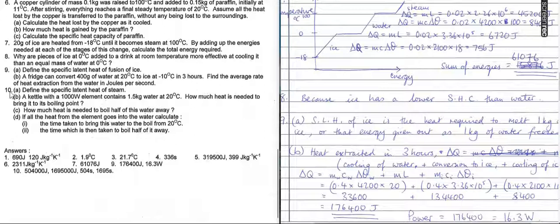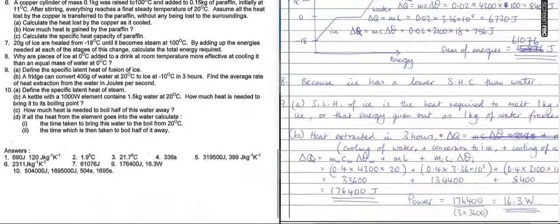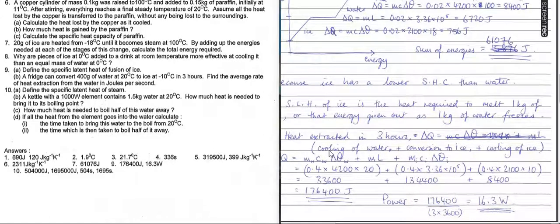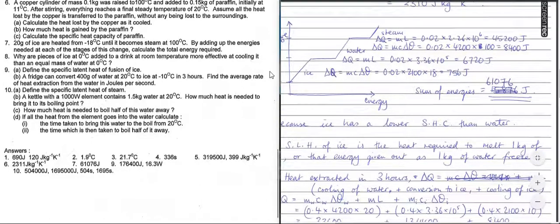9b. A fridge can convert 400 grams of water at 20 degrees C to ice at minus 10 degrees C in 3 hours. Find the average rate of heat extraction from the water in joules per second. So the heat extracted in 3 hours is the same as you have to work out the cooling of water and the conversion to ice and the cooling of the ice. So it's just like in this graph here. You've got the cooling of the water. It's going the opposite way now. So you cool the water, you convert it to ice, and then you cool the ice.